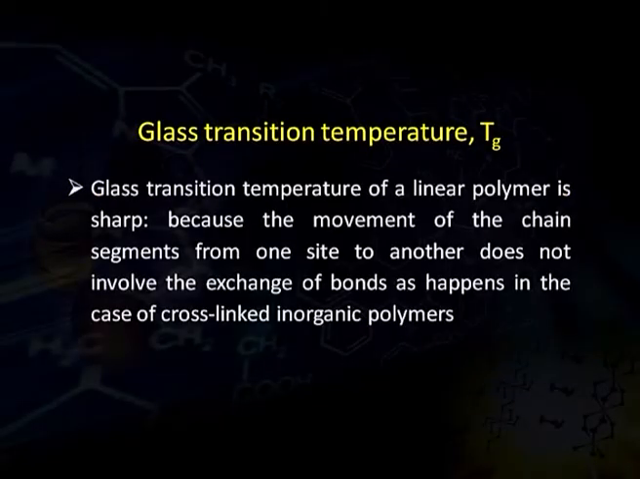But if we talk about the linear polymer, the glass transition temperature of a linear polymer is very sharp, because the movement of the chain segment from one side to another does not involve the exchange of bonds, as happens in the case of cross-linked inorganic polymers. So, here the polymer would be present in a solid form and finally it will change to the molten form. There would be no such transition like it will go to leathery form or rubbery form. So, it will be a straight conversion from solid to liquid.